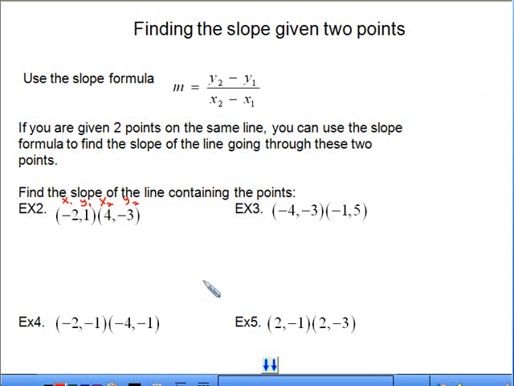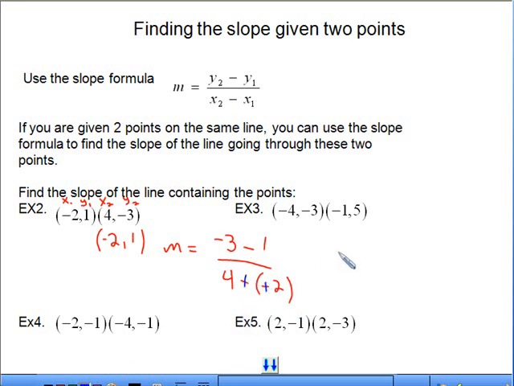But an easier way that I like to teach is to just take the first point and stack it underneath the second point. I call this the stack and subtract method. Instead of having to memorize this formula, all you need to remember is start with the y's, and I'm going to take the top minus the bottom. So negative 3 minus 1 over, now go to the x's, top minus the bottom, 4 minus negative 2. Two negatives become positive.